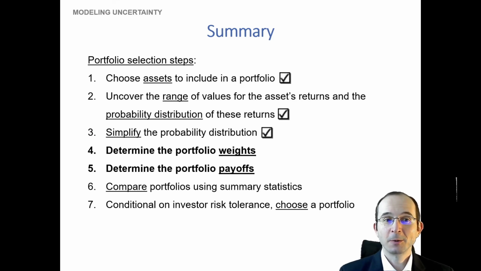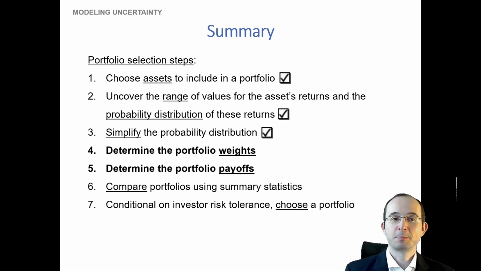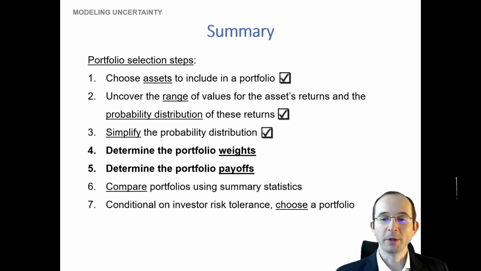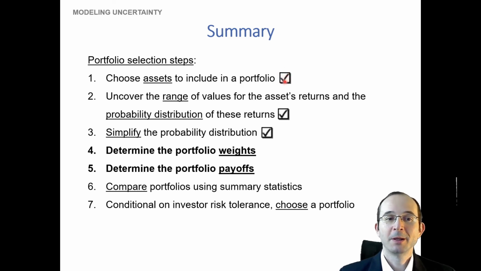Okay, so now we see how far this has sort of gotten us in terms of this process for portfolio selection. We have gotten a sense of what assets we might want to include, and now we have a range or probability distribution of the returns of these assets, and we have also simplified this probability into a tree. Now, how can we use the same approach to characterize the weights and payoffs of a portfolio of assets?